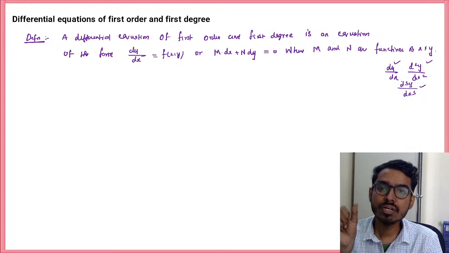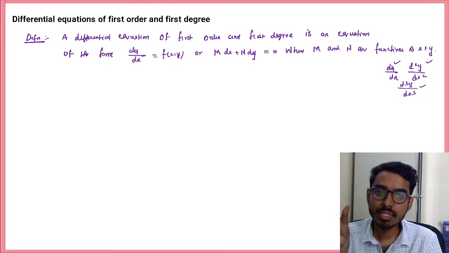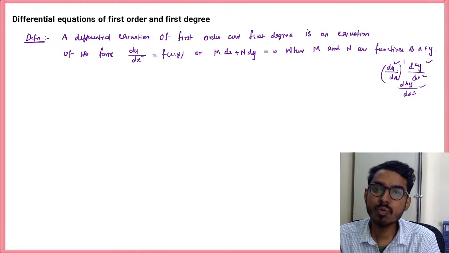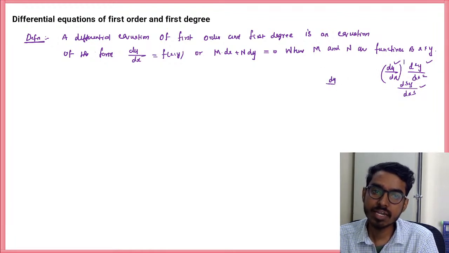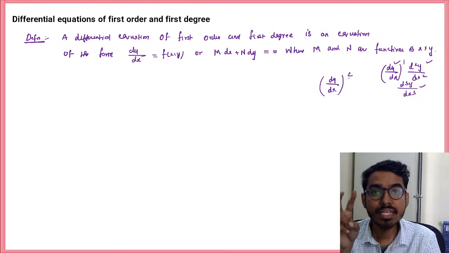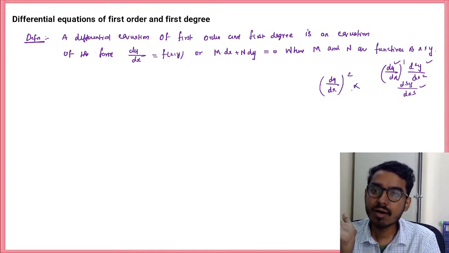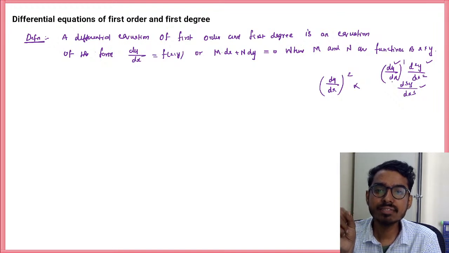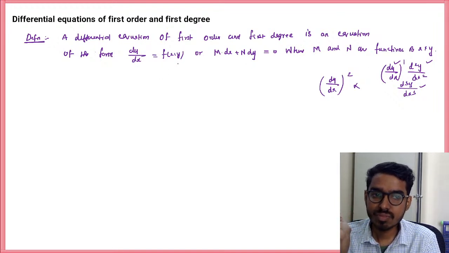We are only going to focus on first order, that is, the equation will be of the form dy by dx, and it is also first degree. Degree in the sense that the power should be 1. For example, dy by dx whole power 2 is first order, but the degree is 2. We are not going to consider this. We will only have dy by dx and some function of x comma y.